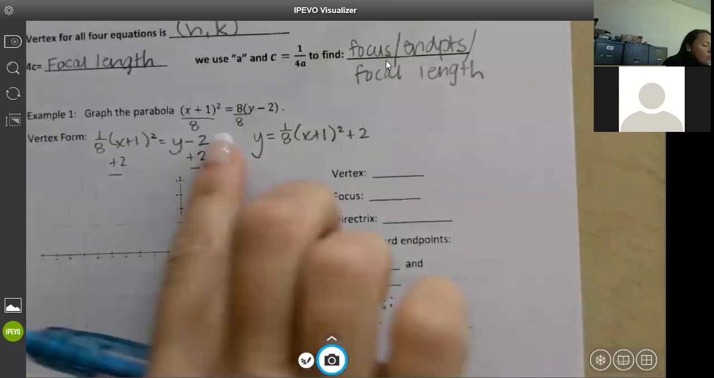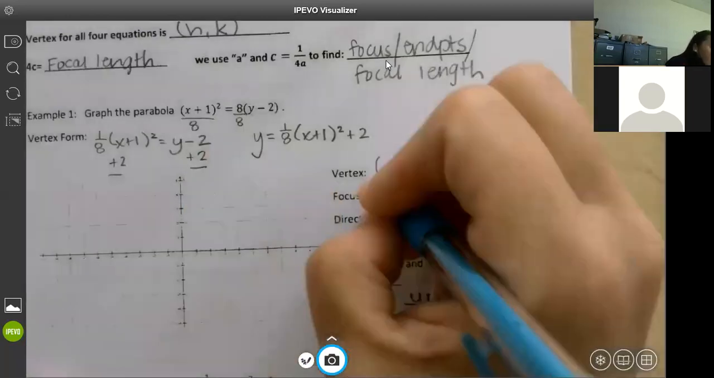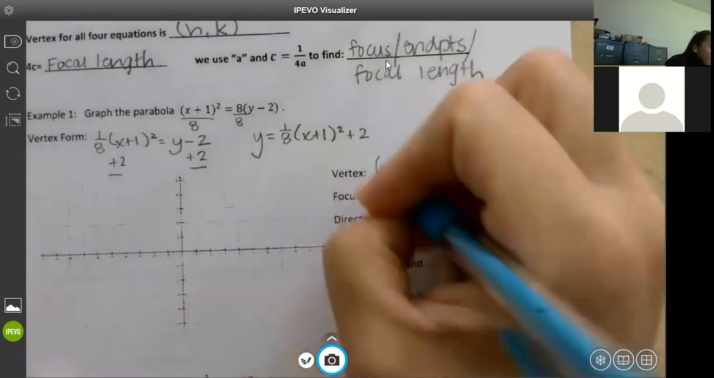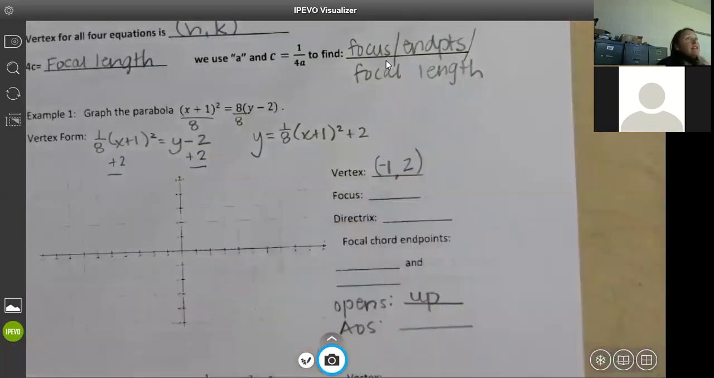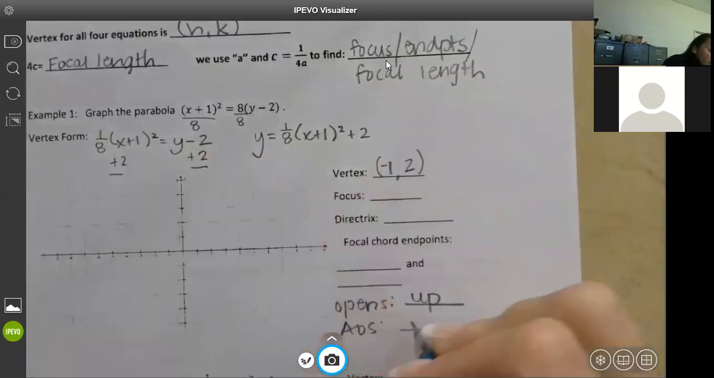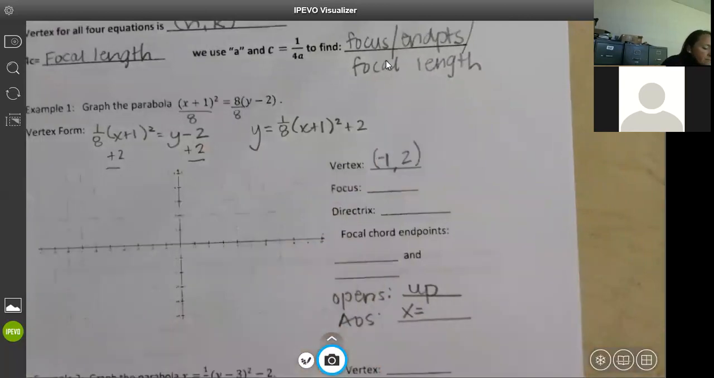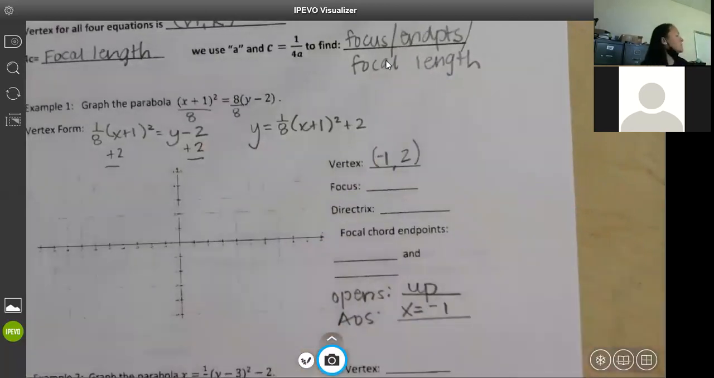Your vertex is normal. You go left to right. Your x coordinate is going to be negative 1 because you changed the sign, and the 2 will stay the same. Since it's y equals, your axis of symmetry is x equals. And what is the x coordinate of your vertex? Negative 1. That's all you do to find the axis of symmetry.